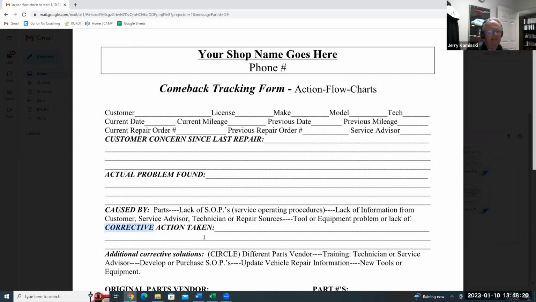Yeah, I could. I think I like the part about the corrective action. Is it a parts vendor? Is it a training thing? Is it maybe a different brand that we're going to have to use, something like that? And I think that's where I see using it the most. Absolutely.